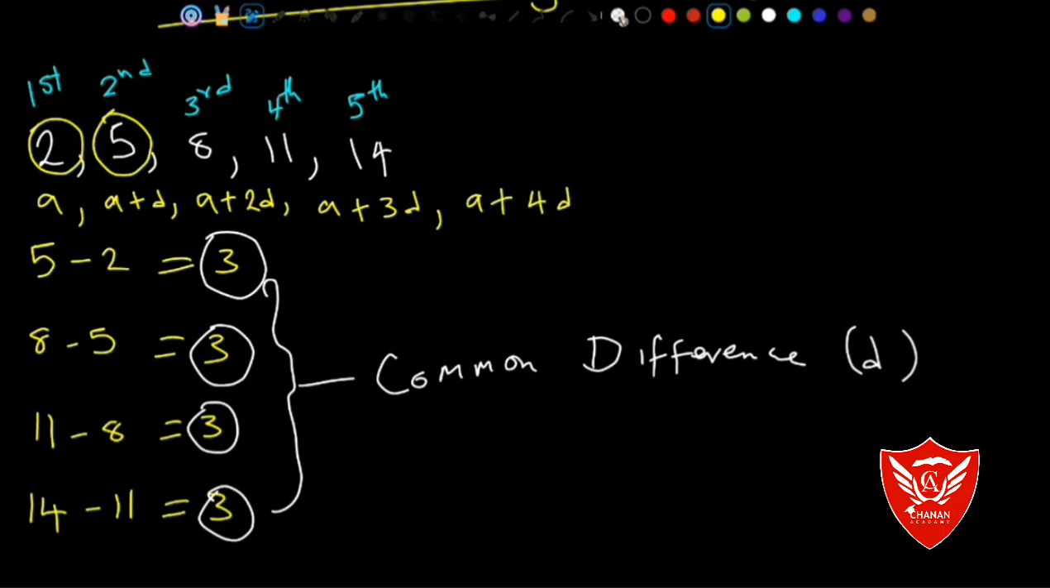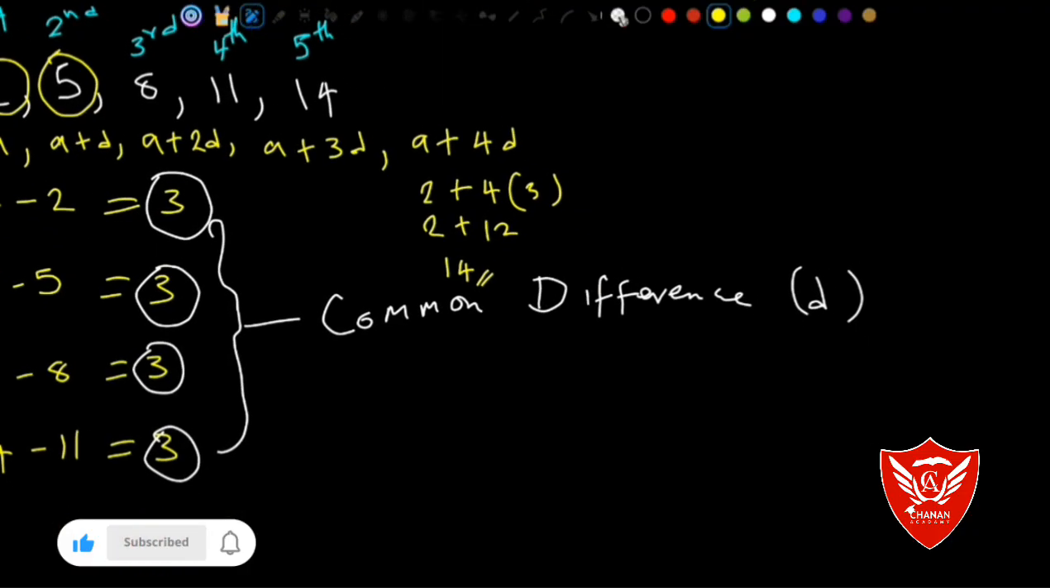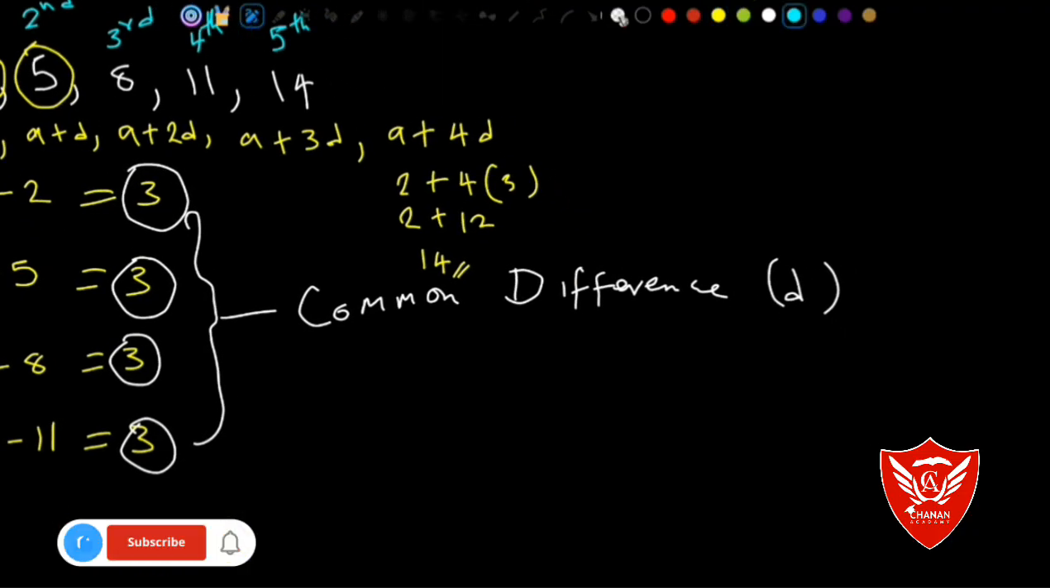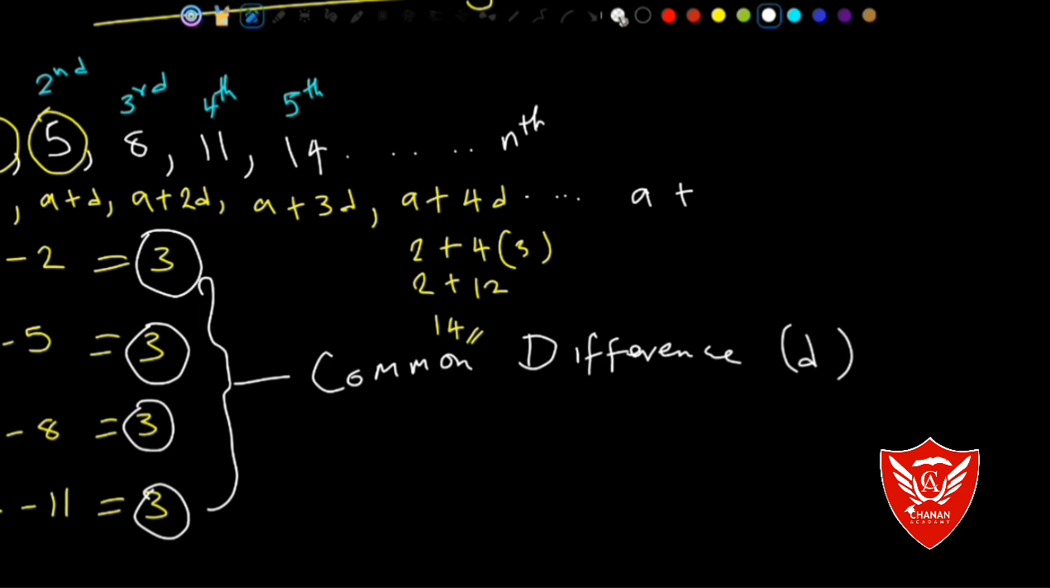So let's try if it is true. Let's try for the fifth term. If A is 2 and we have plus 4D, the difference is 3. So therefore we have 2 plus 4 multiplied by 3, we have 12. So 2 plus 12 is 14. So you can see that this is true. Therefore we can agree that for us to find the nth term, suppose this sequence keeps going, for us to find the nth term that we do not know, the nth term is going to be A plus n minus 1 D.